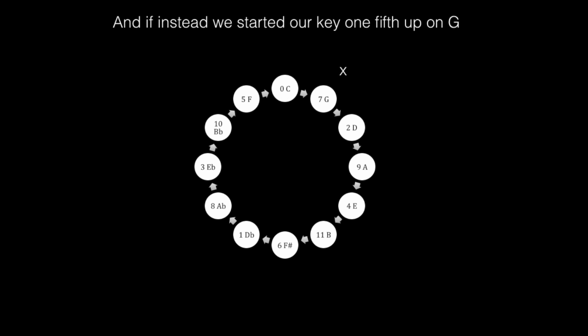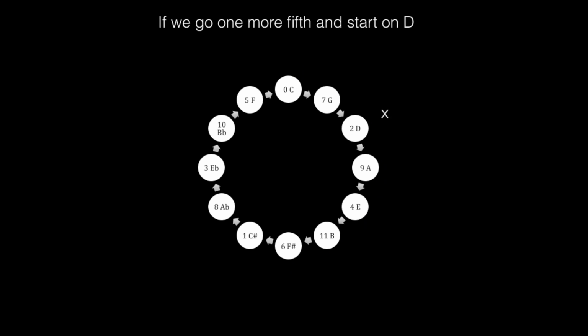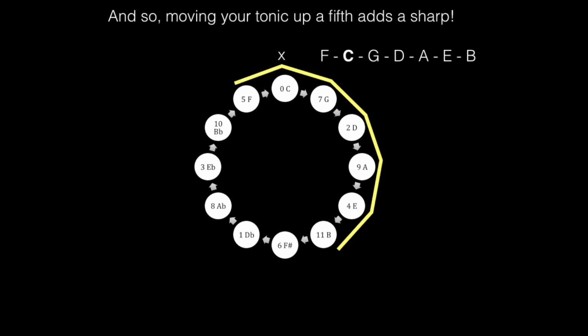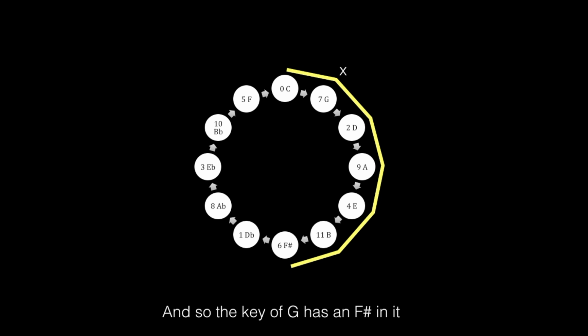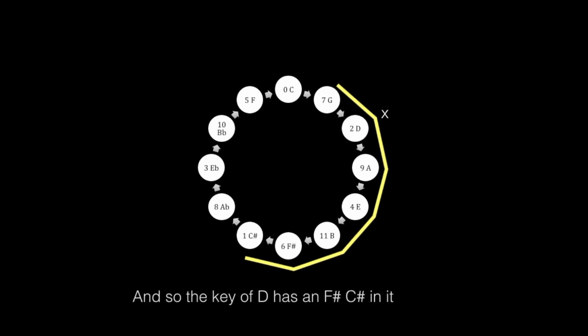And then instead, if we start our key a fifth up on G, then it wraps around, but one tick to the right. This line of fifths adds F sharp. So if we go one more fifth and start on D, then we creep further into sharp territory. We get 2 sharps. And so moving your tonic up a fifth adds a sharp, like so. Keep going sharpward, you keep adding sharps, and so on.